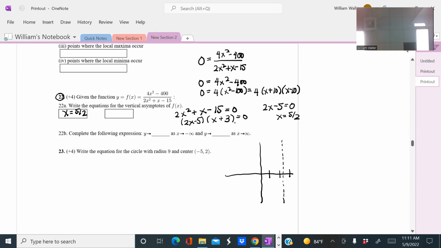And also at, what's the other one? Yeah, x equal minus 3, right? So over here at minus 3 on the x-axis, you will have another vertical asymptote. The dashed line is the asymptote. That's not part of the graph, but when you graph the curve will not cross that dashed line. Okay. So that allows us to complete this.